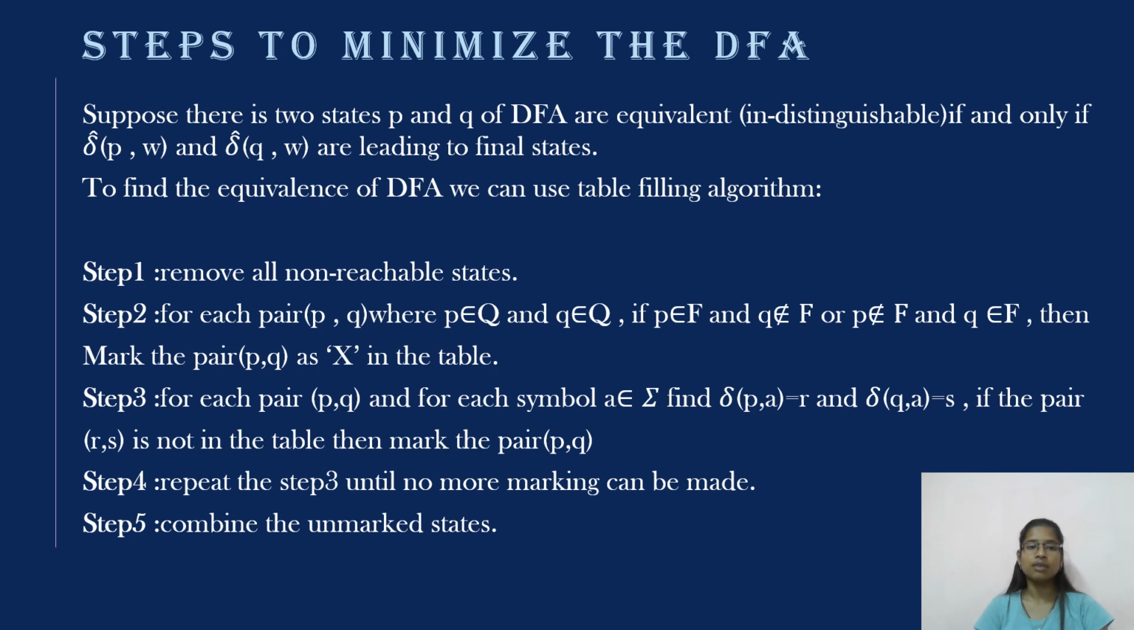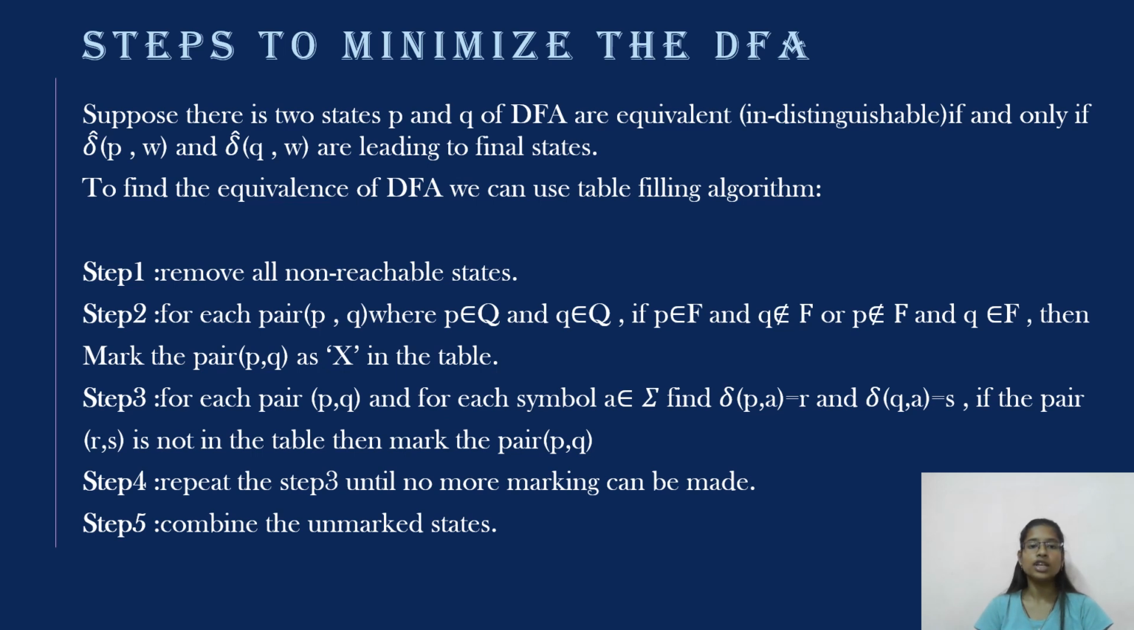Step 1: remove all non-reachable states. In the given DFA, we should check from the first state whether we can reach all the states. If it can be done, then there is no need to remove any state from the DFA. If not, then we have to remove the state which is not reachable.